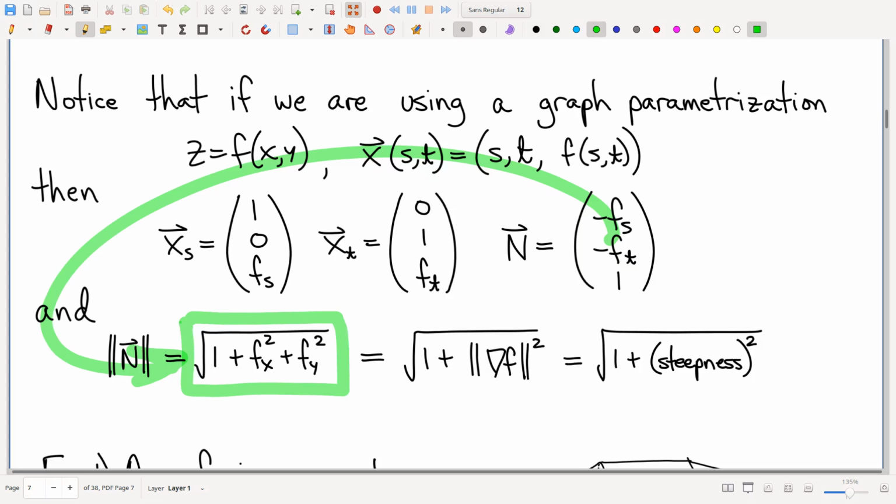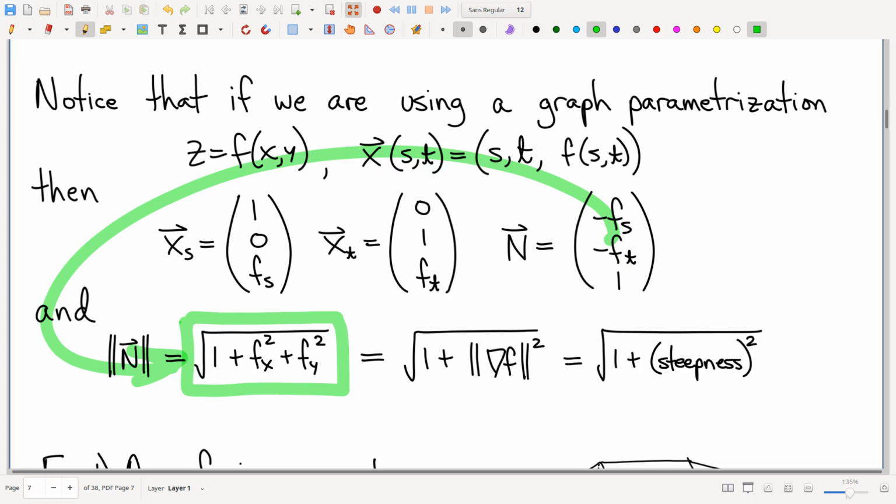So I encourage you to memorize this formula. Now, again, I cannot emphasize enough, this only makes any sense at all if you're using the graph parameterization. This is a special case for that specific construction. But in that case, it's nice to save yourself some of the process there, and this is your answer.